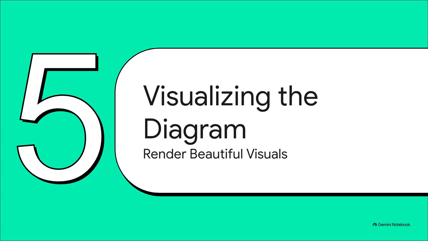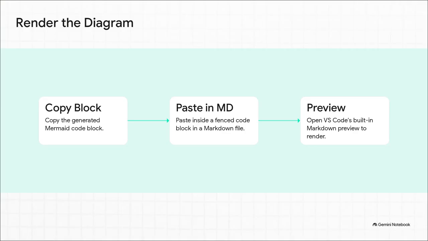And finally, Section 5, visualizing the diagram, turning AI-generated markdown into beautiful architecture. Because we use that precision prompt, the AI is going to spit out a perfectly clean code block. So, step 1, you just copy that Mermaid code block generated by the Phi model. Step 2, create or open a standard markdown file, just a simple .md file, right there in VS Code, and paste that code inside. Step 3, open up VS Code's built-in Markdown preview. You can do this by hitting Ctrl-Shift-V on Windows or Command-Shift-V on Mac.